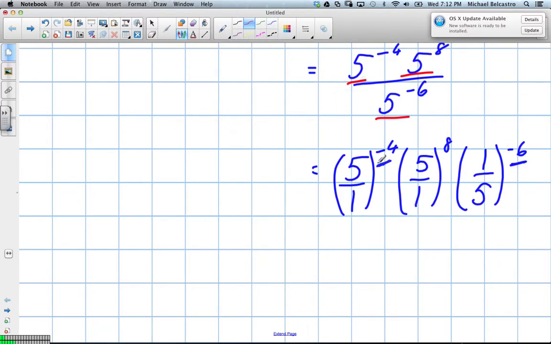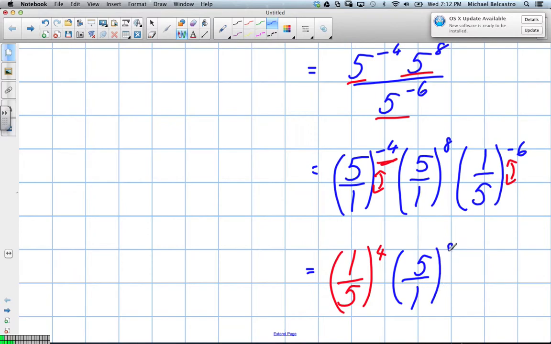Well, in order to do that, I take these. If I want to turn these into positive powers, I have to invert the fractions, right? So when we do that, keep the original blue. The new ones will go to red. This becomes 1 over 5 to the power of positive 4. The blue one stays the same. It's still 5 over 1 to the power of 8. And the other one now becomes the opposite, which is 5 over 1. We inverted it to the power of positive 6.